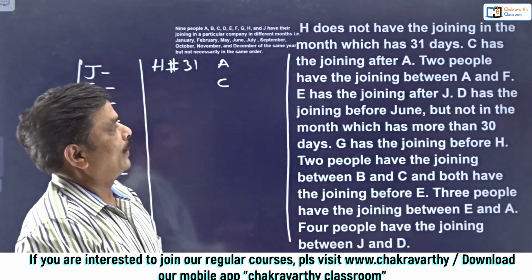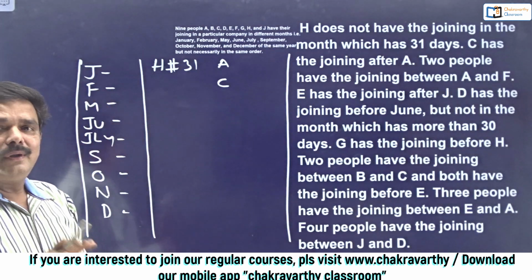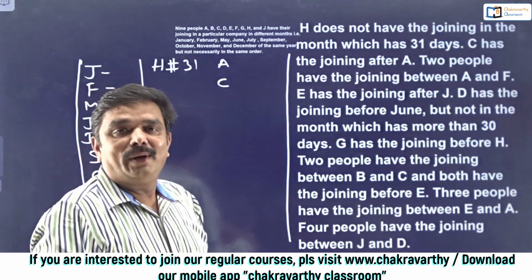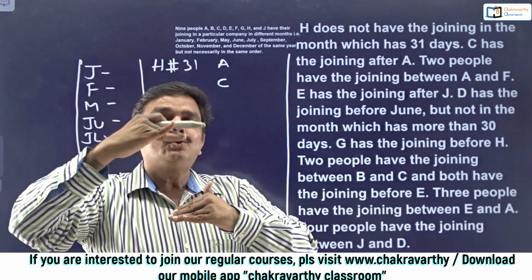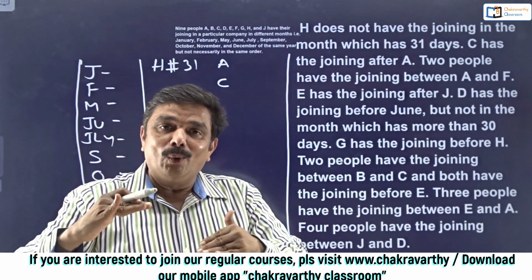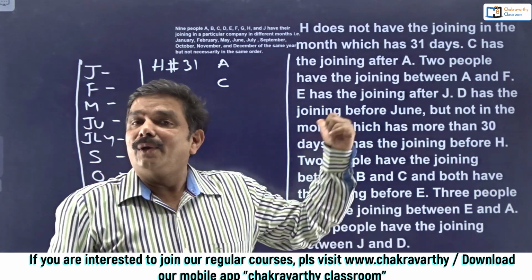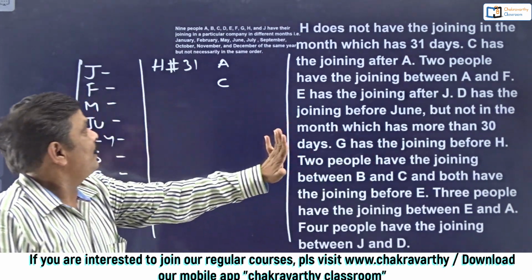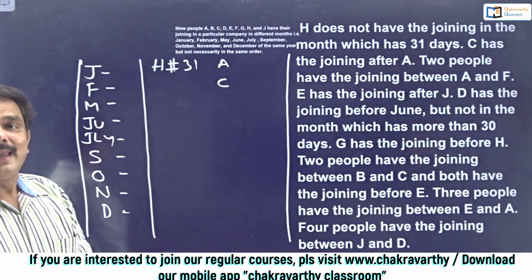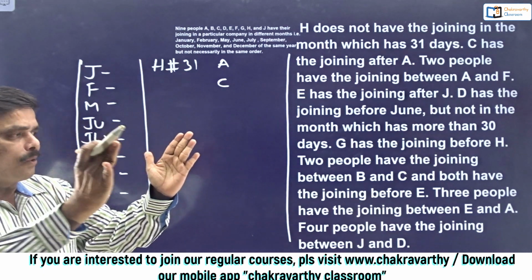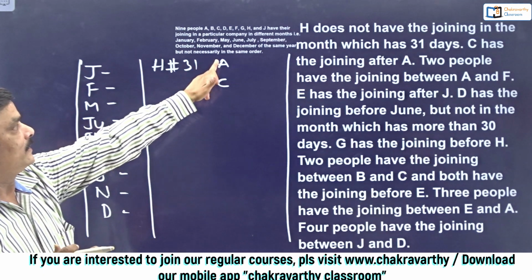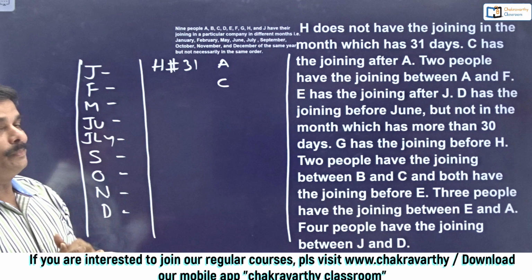Two people have the joining between A and F. Very, very important information. Alright, between A and F, two persons should come. But I don't know who is above, who is below, between A and F. Nothing is given. So already I have some information about A and C. Can't I correlate these two? A and C. A should be above, somewhere C is below.